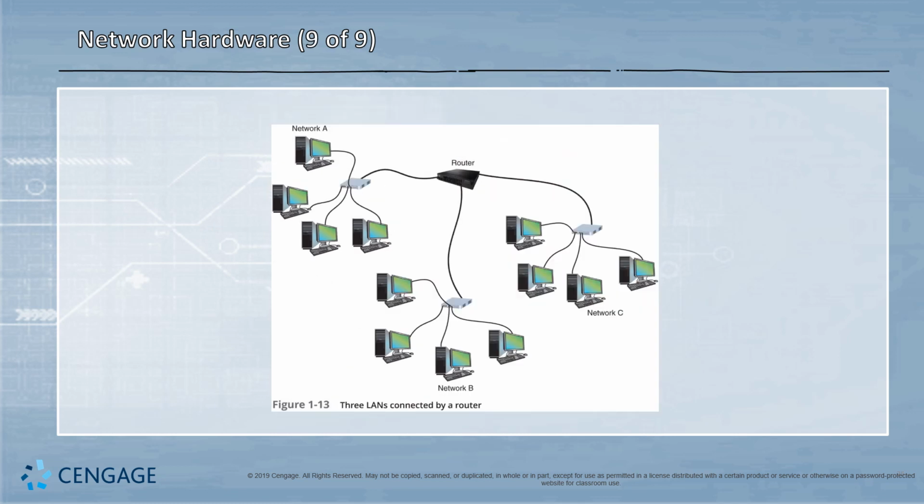Here we have 3 LANs connected by a router. So we have what's called an extended star, or a hierarchy topology. So we have a star of stars. Networks A, B, and C are all star topologies connected to a single switch, and all 3 switches are connected to a single router. This leads to the hierarchy of networks that eventually becomes the internet.